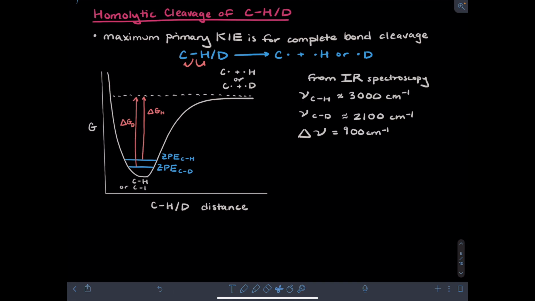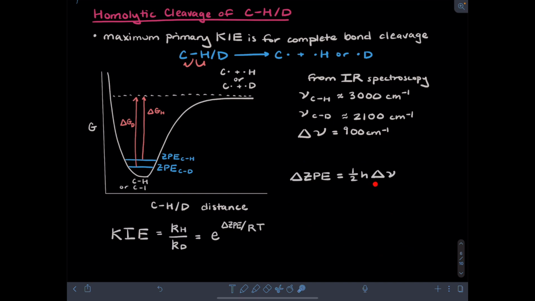We could use IR spectroscopy data to estimate the difference in zero-point energies for a CH versus carbon-deuterium bond, and then calculate what our maximum kinetic isotope effect could be. From IR spectroscopy, looking at sp3 hybridized carbons, the frequency of a carbon-hydrogen bond vibration is about 3,000 inverse centimeters, and the frequency of a carbon-deuterium bond vibration is about 2,100 inverse centimeters. It's lower for the carbon-deuterium bond due to the larger reduced mass. The difference in frequencies is about 900 inverse centimeters.